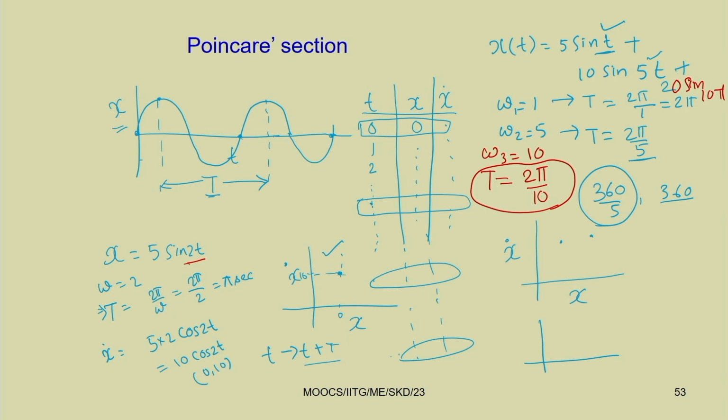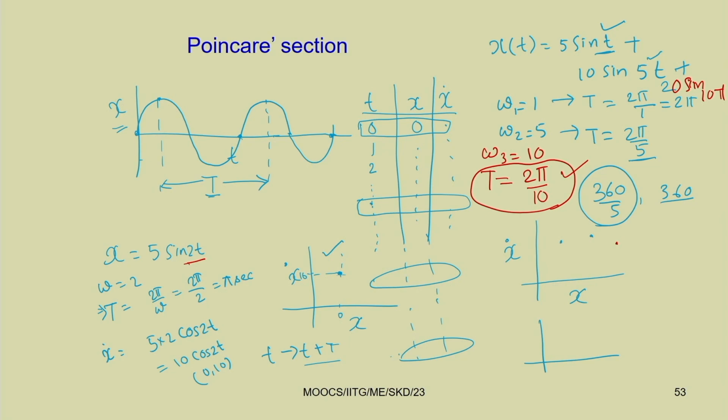So the time period is 2 pi by 1, that is 2 pi, and now when you have more terms you have to take the minimum time. Out of these 3, the minimum is 2 pi by 10. By sampling at this minimum time, you get an additional point, so here you got 3 points. This is 3-periodic. Similarly, you may have 4-periodic, for which you get 4 points.